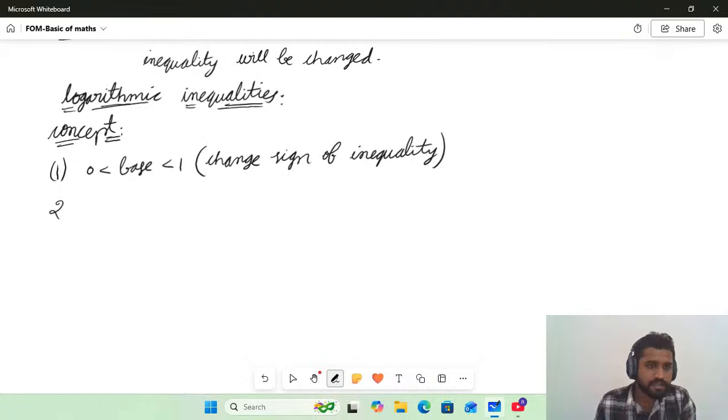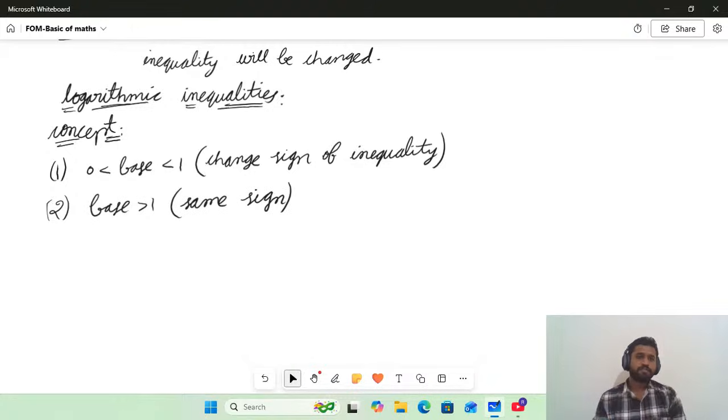If the base is greater than 1, no need to change the sign of the inequality. So the same sign of the inequality we will put. Okay. If the base is lying between 0 and 1, just change the sign of the inequality. If the base is greater than 1, the same sign will be there.